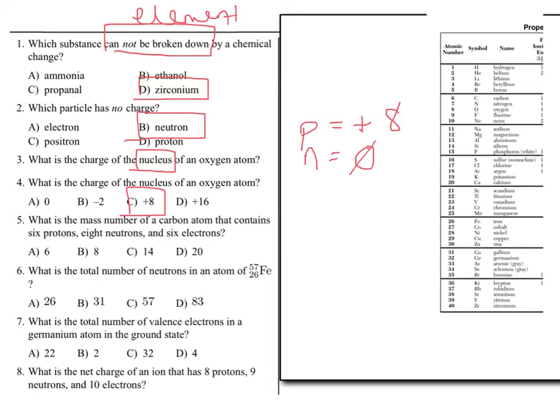The next question asks what is the mass number? Remember that the mass number is the protons plus the neutrons of a carbon atom with 6 protons and 8 neutrons. The electrons have no mass, so they are not counted in the mass number, so 14 is our best answer.